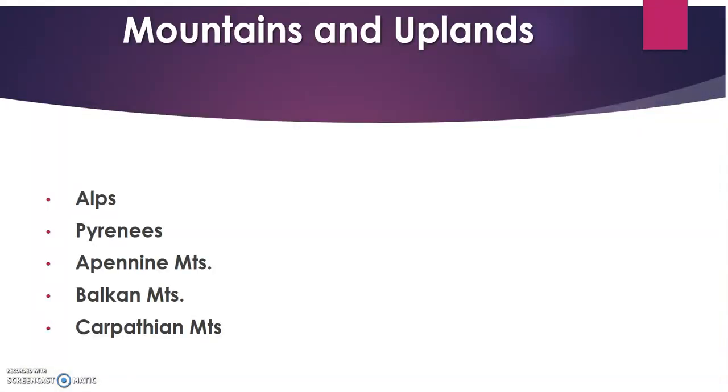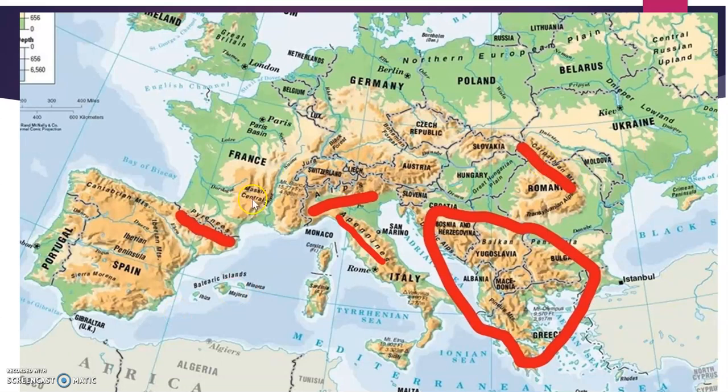Throughout Europe, there are a lot of mountains and uplands. Here are the 5 main mountains and uplands. You have the Alps, Pyrenees, Apennine Mountains, the Balkan Mountains, and the Carpathian Mountains. If you look at this map, you will see those 5 major mountains and uplands. So you have Pyrenees right here, Apennines right here, the Alps, you have the Balkans right here, and then you have the Carpathian Mountains right here.